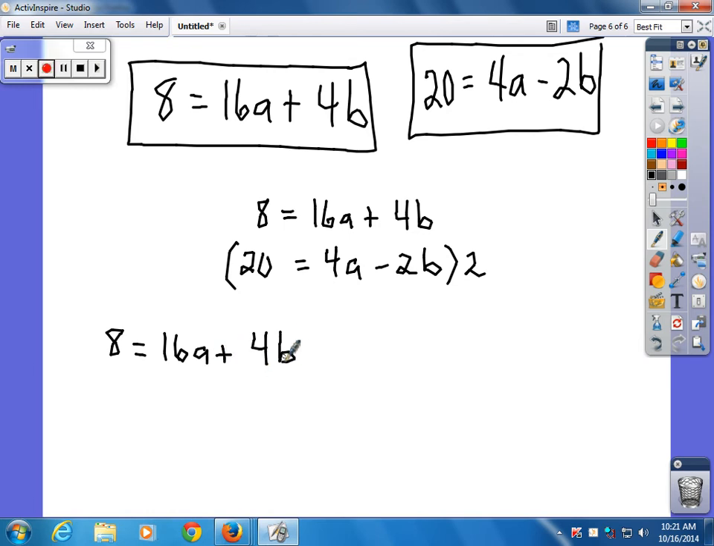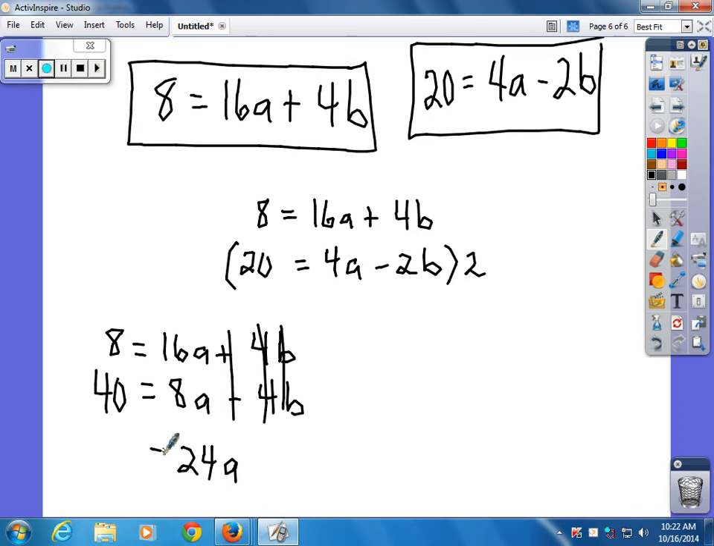And the bottom turns into 40 equals 8a minus what? And what happens to the b's? They go out, and you're left with 16 plus 8 is 24, is equal to what? 48. So a is equal to what? 2. Now you can take a is equal to 2 and do what? Back substitute.